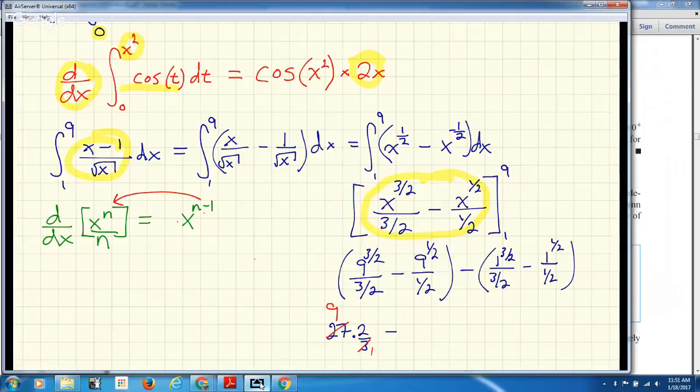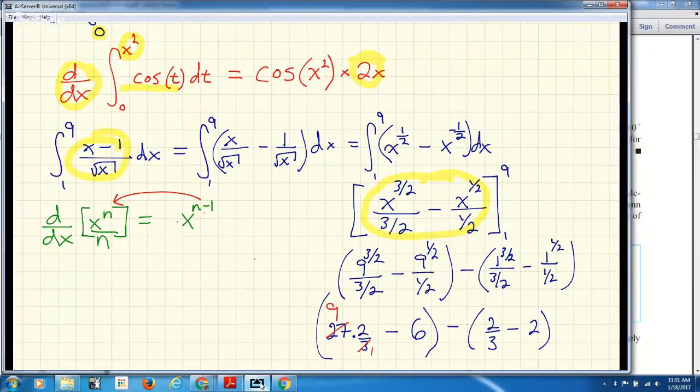And the next part, let's be safe, put that parenthesis back in. Again, I'll have 9 to the 1/2, which is 3, divided by 1/2 is times 2. 3 times 2 is 6, so that should be 6. Minus, and then over here, that's 1 over 3/2, which is 2/3, minus 1 over 1/2, which is 2.